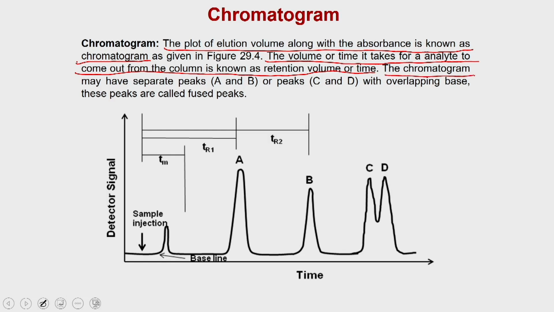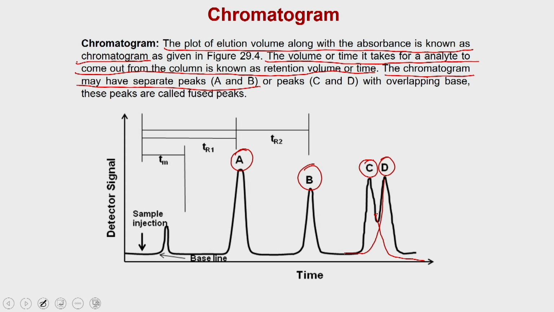The chromatogram may have separate peaks. For example, in this case, peak A and peak B are two separate peaks which do not have an overlapping base, whereas you can have peaks which do have an overlapping base, which are C and D. What you see is that C would elute in this way if D were not present, whereas D elutes in this way. Since they are sharing the base, these two peaks are not being separated. So, the column is able to separate A and B, whereas the column could not separate C and D.